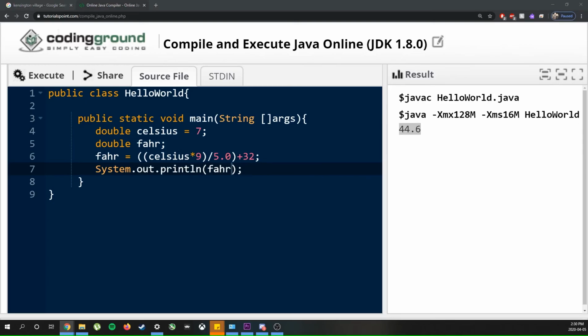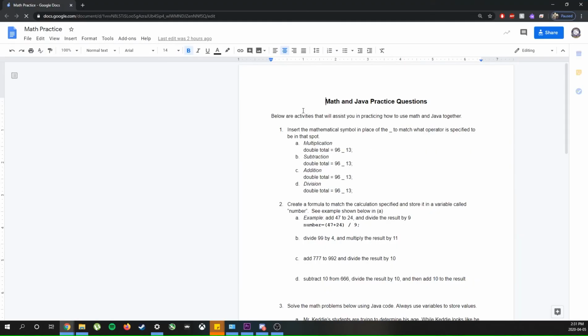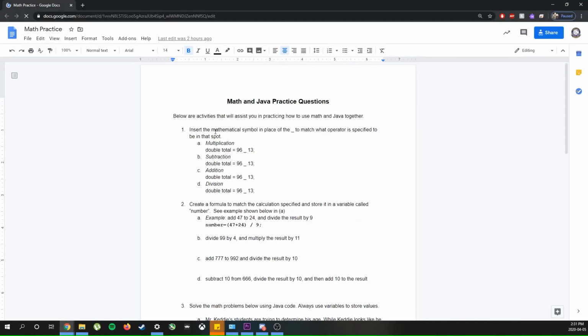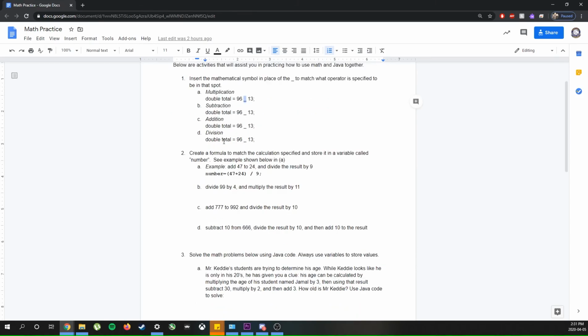I should look at the math practice here, just go over it with you to make sure that it's clear. Here it is. Okay, so this first section is pretty easy and quite straightforward. You're going to replace this underscore with whatever operation is right here. Okay, so that should be easy. You've got all the multiplication, subtraction, addition, division.